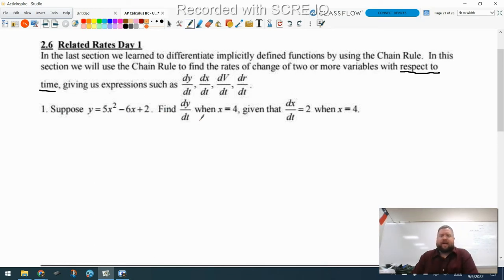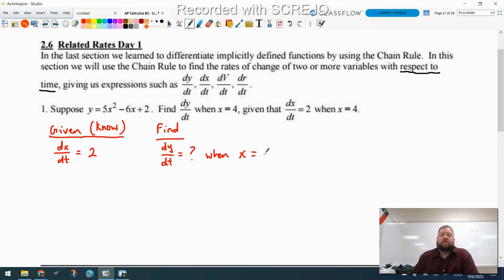Suppose y equals this, find dy over dt given that. I always want you to write the given. These are also things that we know, so I might write the word know instead. We know that dx over dt is equal to 2. And then we are asked to find dy over dt. That's our question mark, when x is equal to 4. That's what I'm talking about with the when.